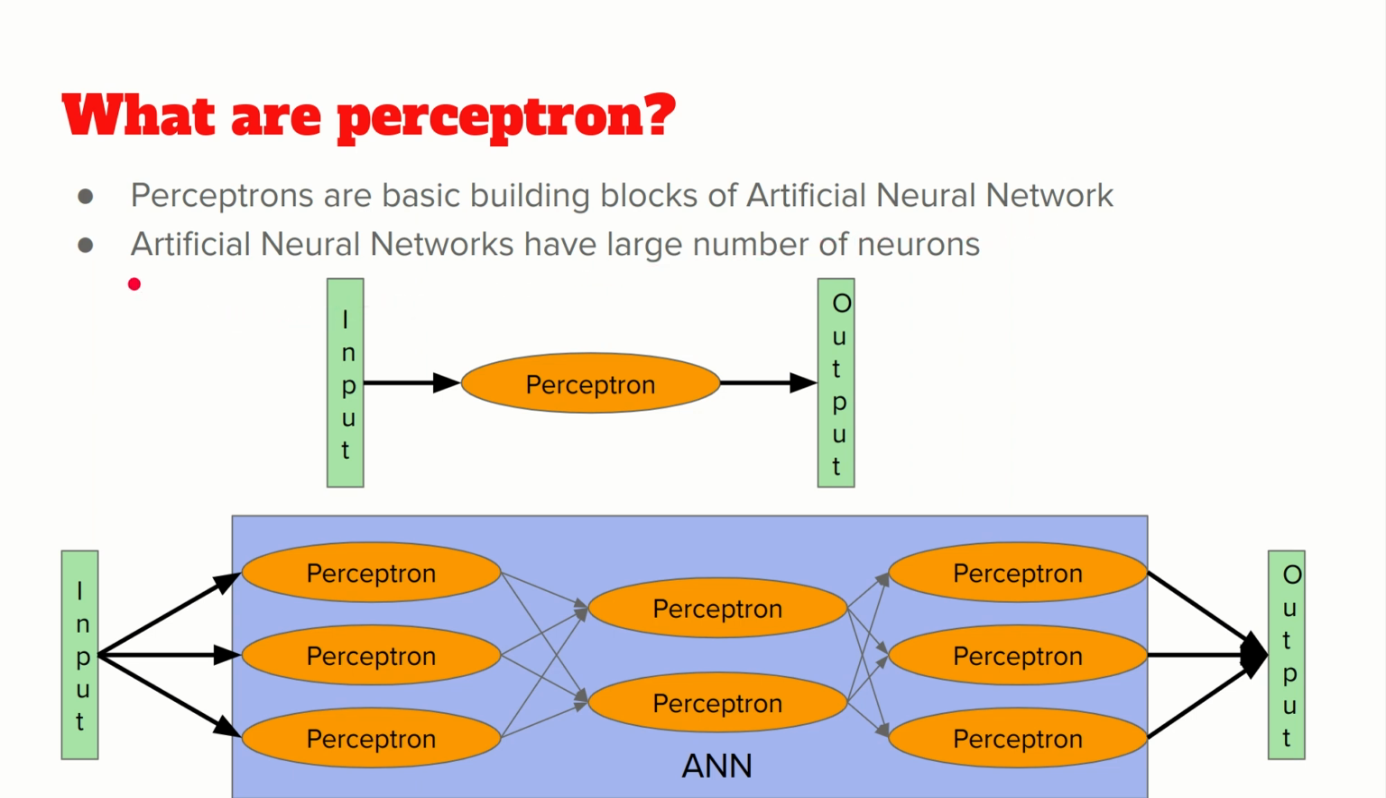In general, ANNs have a very large number of neurons, as you can see in this diagram over here. But the simplest ANN architecture can have just a single perceptron as well.